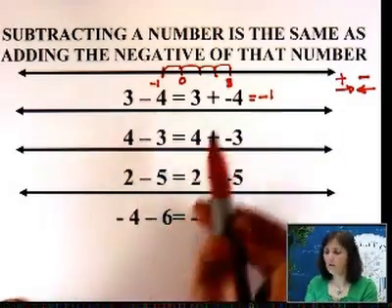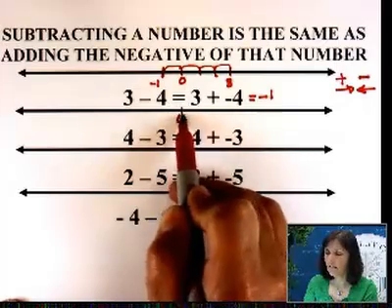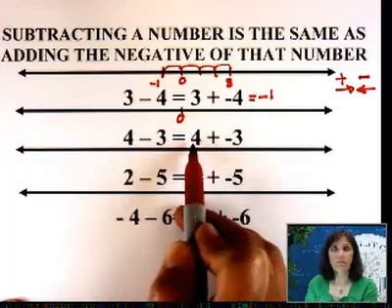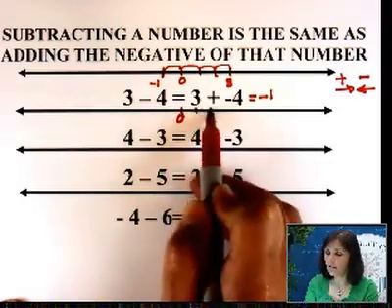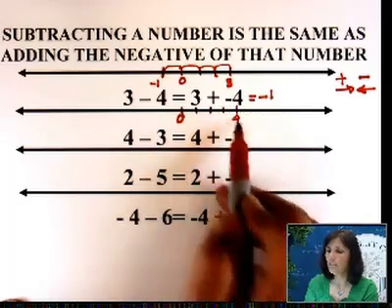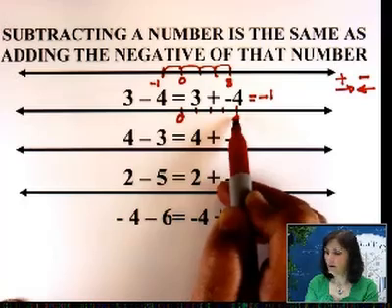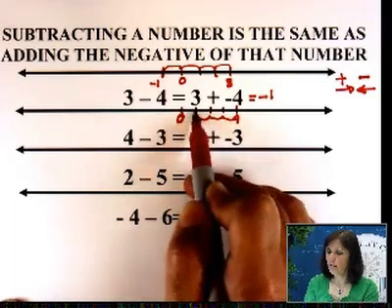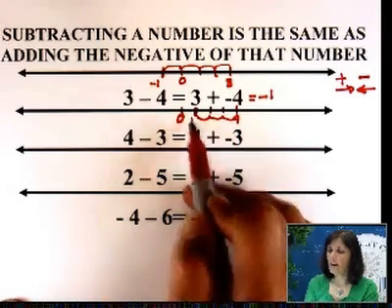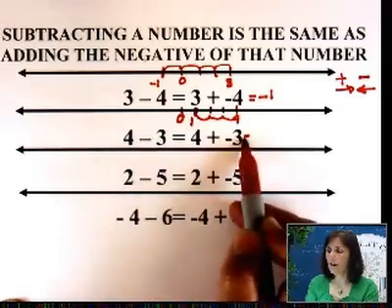4 minus 3. I start with 0. 4 means plus 4, so to the right. 1, 2, 3, 4. I am here. Plus negative 3. That means I go left. 1, 2, 3. Where did I end up? At 1. 4 minus 3 is 1.